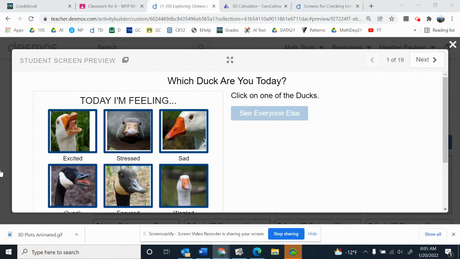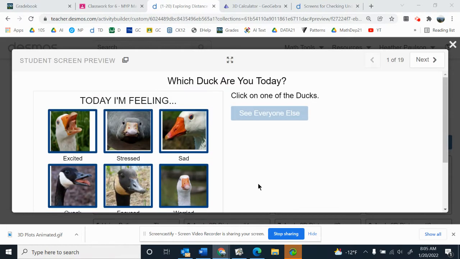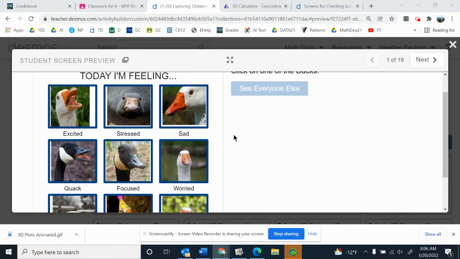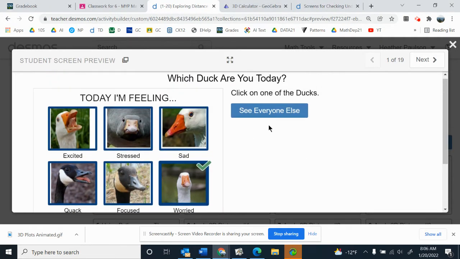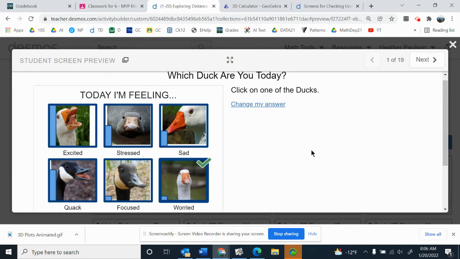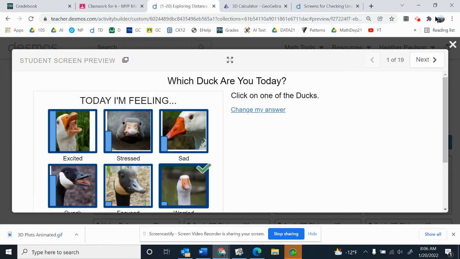Today we are going to look at three-dimensional distance. And in Desmos, please share how you're feeling. Which duck matches how you're feeling today? For me, I'm a little worried, I'll be honest. And you are welcome to check answers of previous students and yourself.